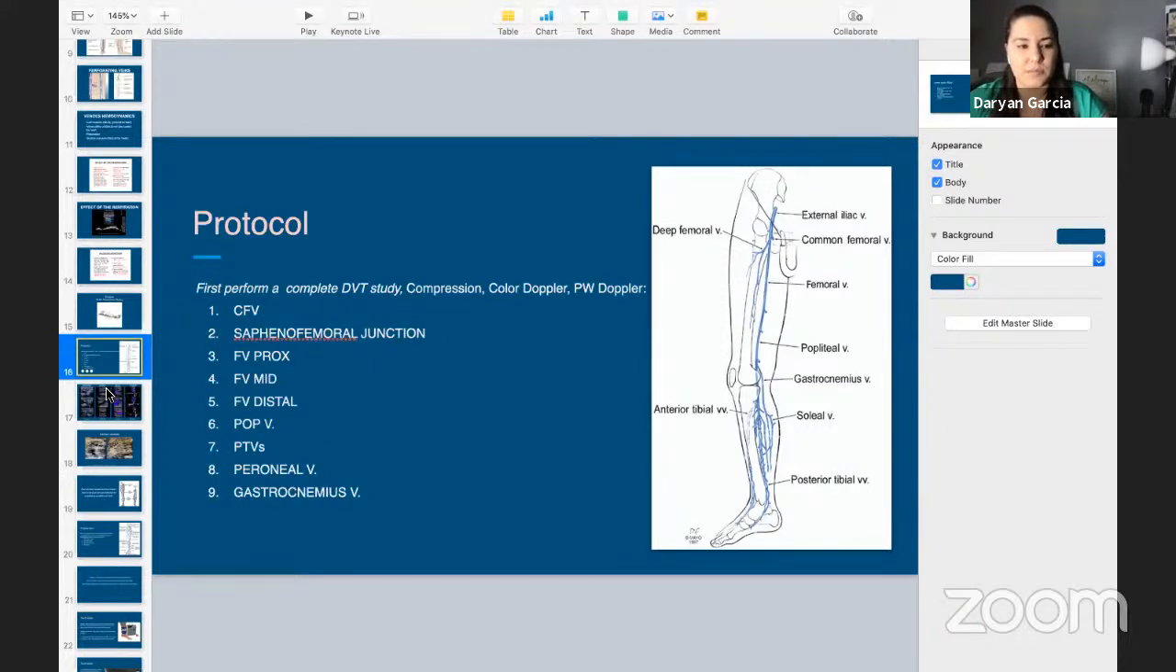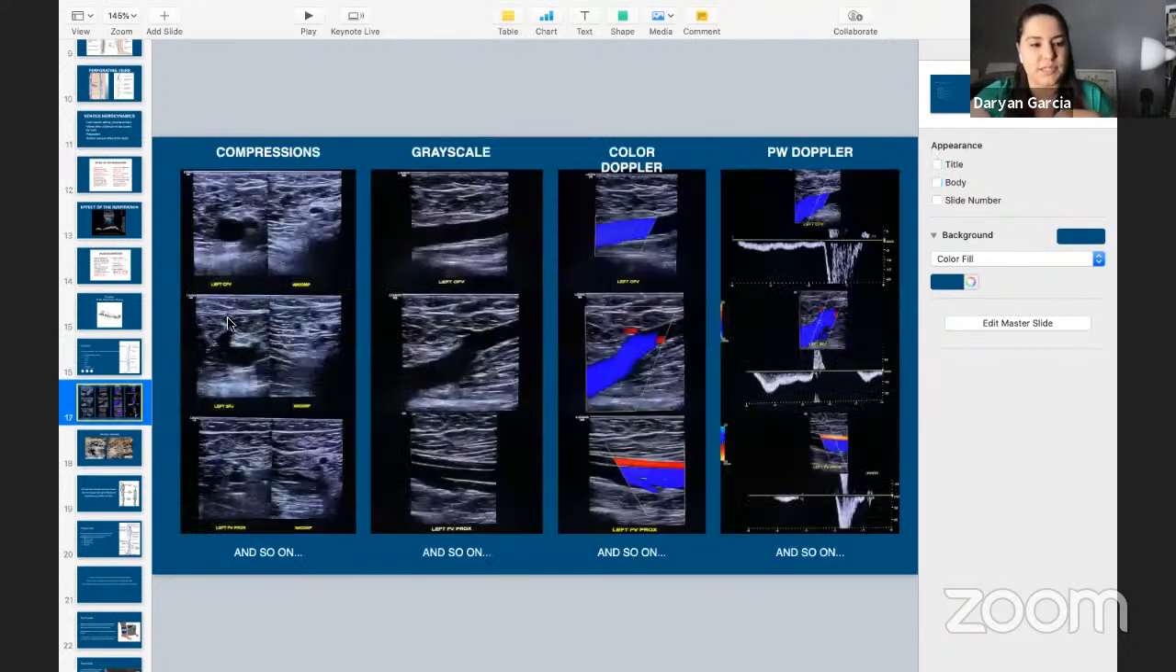So this is what it would pretty much look like. Your compressions first, then go into grayscale, color Doppler, pulse wave Doppler, okay? And do your augmentations and all that as you're going through each segment. I know some people do their compressions and grayscale and color and so on, but if you're able to, do your compressions first, make sure that there's nothing there, then that's definitely the preference.